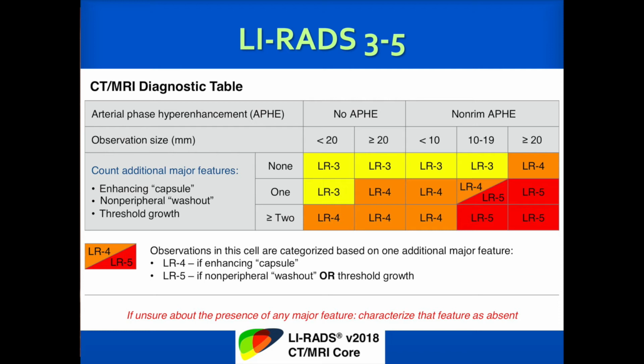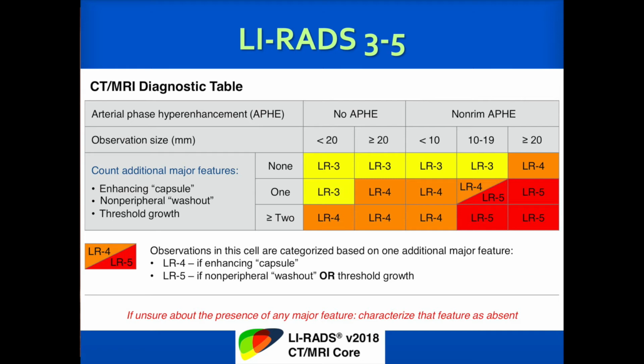So notice, if you start with arterial phase hyperenhancement, to get an LR5 score, which is diagnostic of HCC, you have to have non-rim arterial phase hyperenhancement. That's the sine qua non of an imaging diagnosis of HCC. However, that is not sufficient. You also need other features. So, for example, if the lesion is larger than 2 centimeters and you have arterial phase hyperenhancement, then you only need one other major feature listed on the left, either an enhancing capsule, non-peripheral washout, or threshold growth to make it a LI-RADS 5 observation.